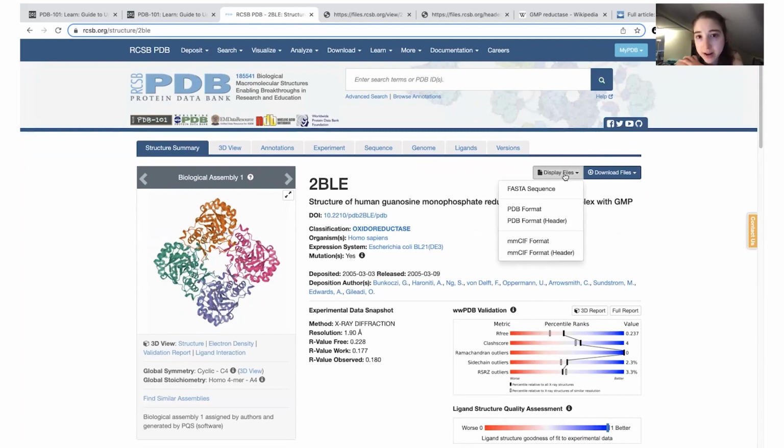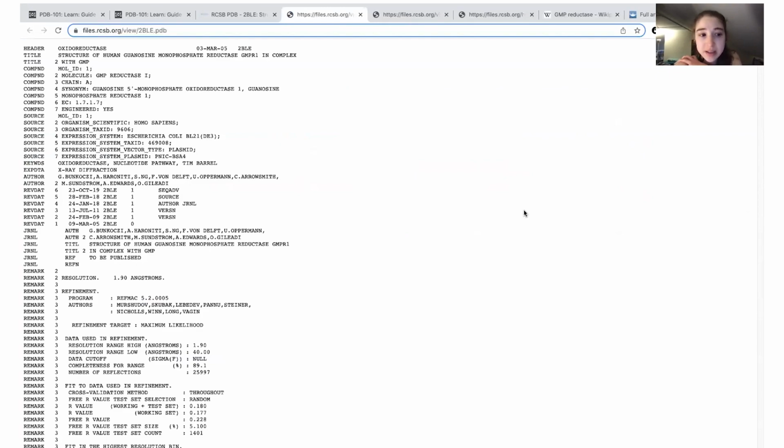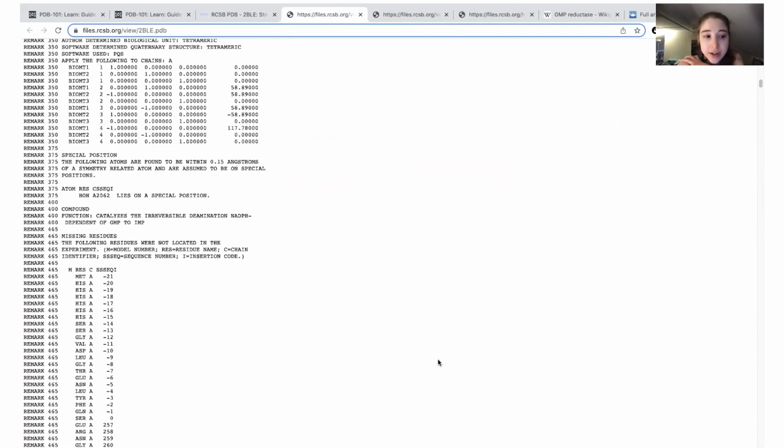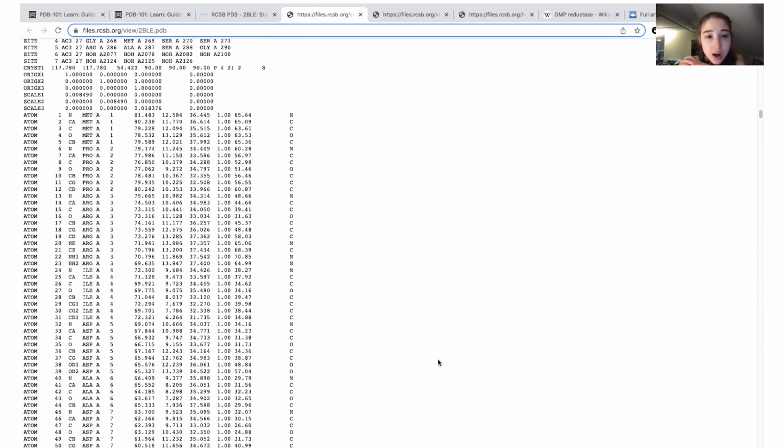You can also display or download files. So if I want to look at the PDB file, there's a bunch of information here, but I wanted to show you that for each of the various atoms, you have all of this information about the atomic positions, and also things like, this column is going to be your B factor, your temperature factor.